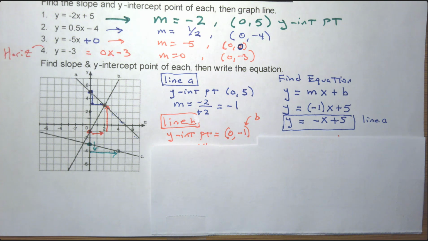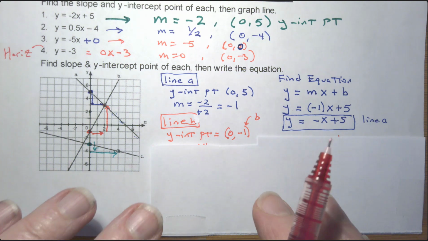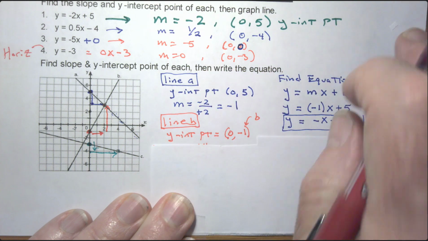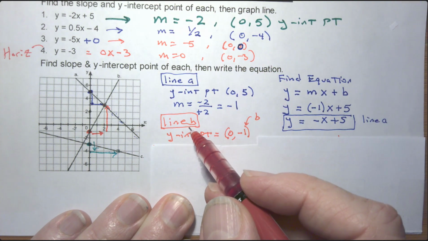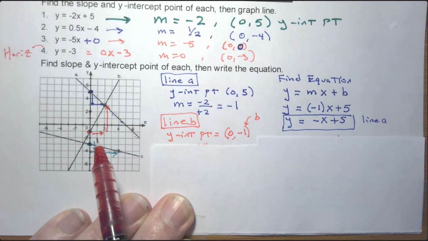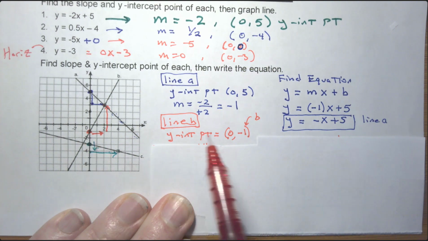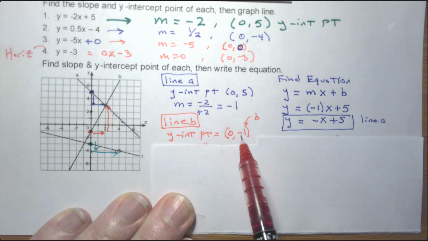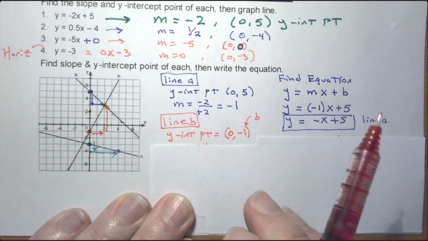Okay, so my recording cut out on me right in the middle of a sentence. So that explains this little patch. But let's go back to line B. Line B is this line right here. We are looking for information. We found the y-intercept point. It's at 0, negative 1. So the y part of it is negative 1. Now that means I know the b number.